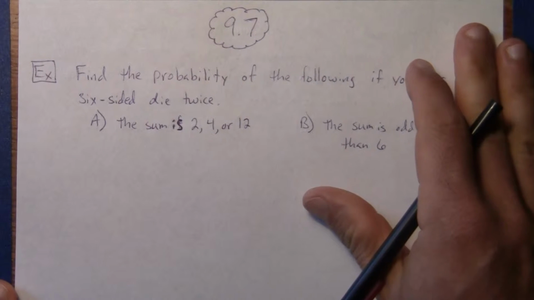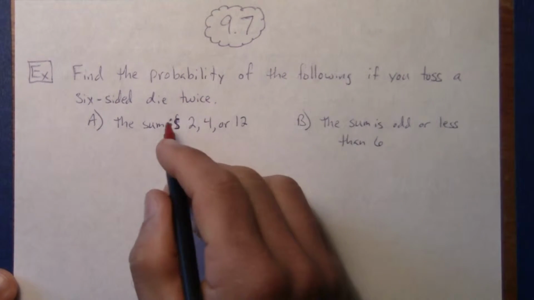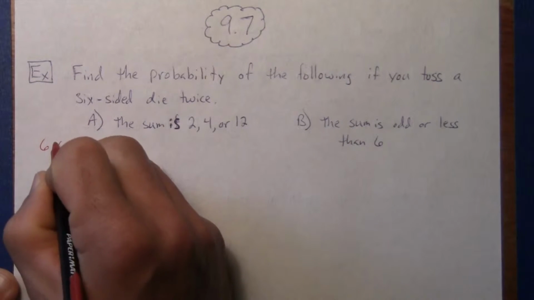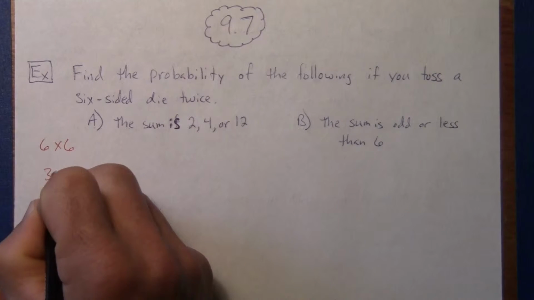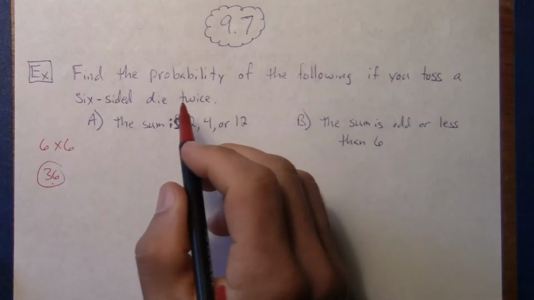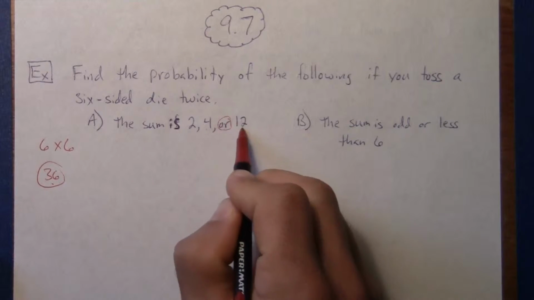Alright, so taking a look at the first one, it says find the probability of the following if you toss the 2 6-sided dice. If you toss one die but you do it twice. So I know that I have 6 outcomes when I toss the first die, 6 outcomes when I toss the second die. I know I'm going to have a total of 36 outcomes. Now if I want to, I could sit and list them all out, but that's not really necessary. Not a bad idea, not too many, but not necessary. So basically I'm going to find the sum. It says either the sum is a 2, a 4, or a 12.